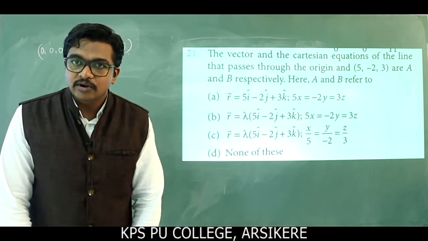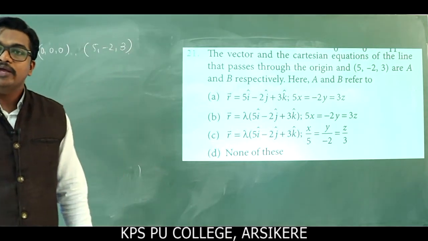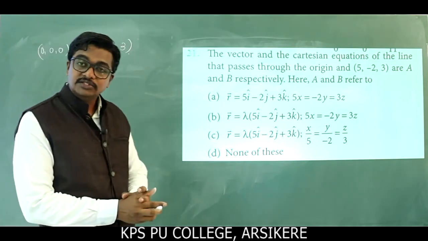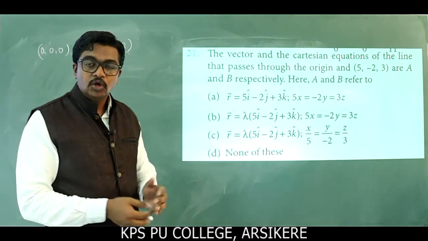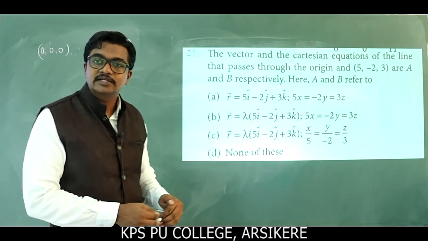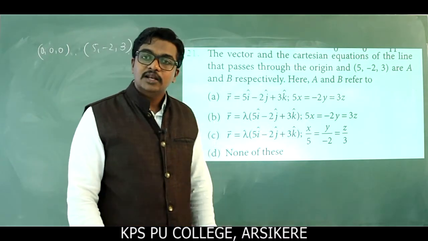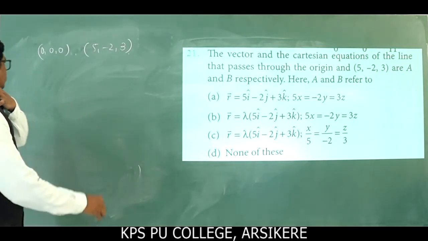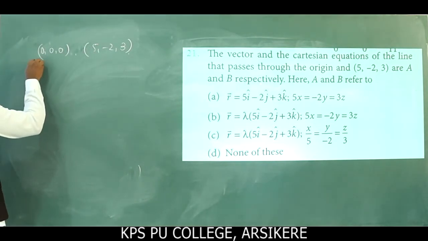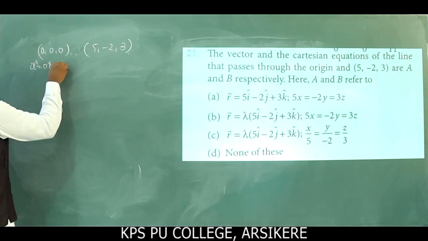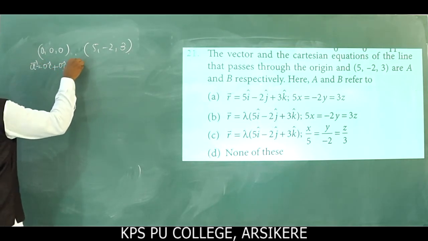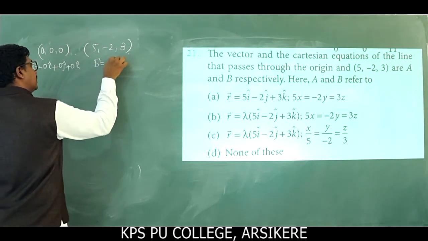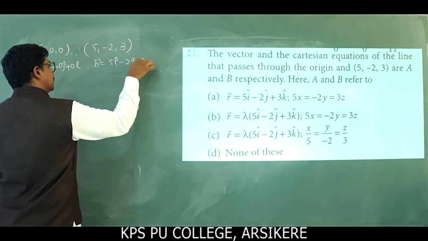In Cartesian form, x minus x1 divided by x2 minus x1 is equal to y minus y1 divided by y2 minus y1 is equal to z minus z1 divided by z2 minus z1. When it comes to vector form, we have vector r is equal to vector a plus lambda into vector b minus a. So the position vector a is equal to 0 into i cap plus 0 into j cap plus 0 into k cap. And vector b is 5 into i cap minus 2 into j cap plus 3 into k cap.